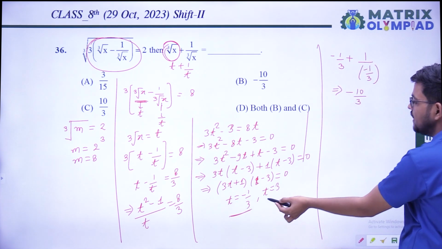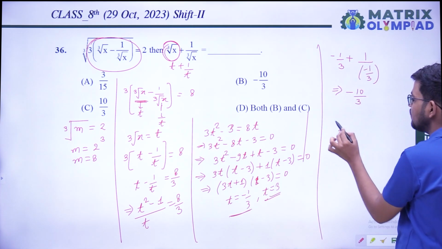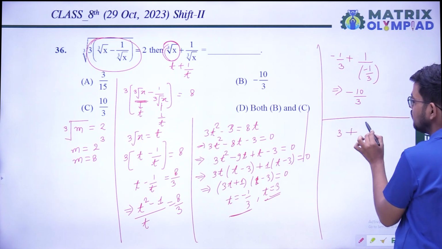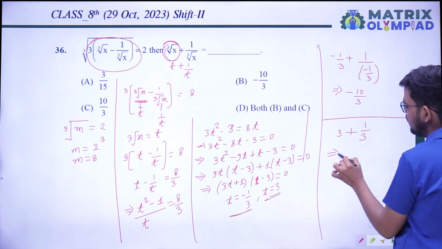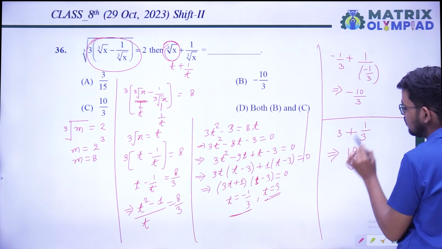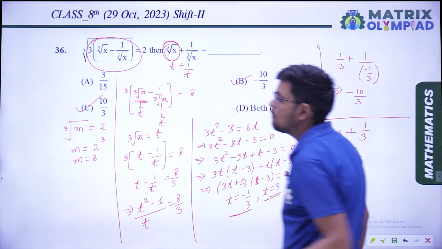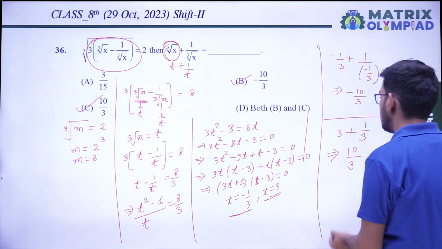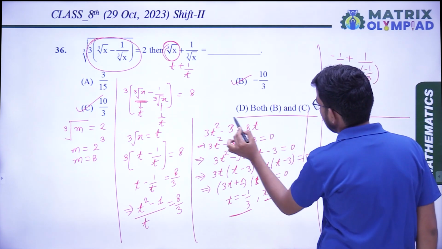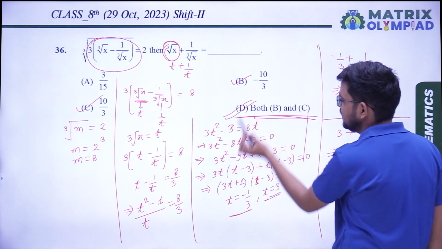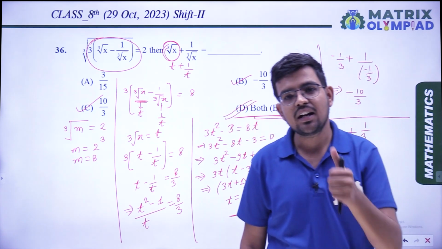Again we are putting t equal to 3, so 3 plus 1 upon 3. So here we are getting 10 upon 3. So B and C both are answers for the following one. So option D, both B and C. Option D is the correct answer.